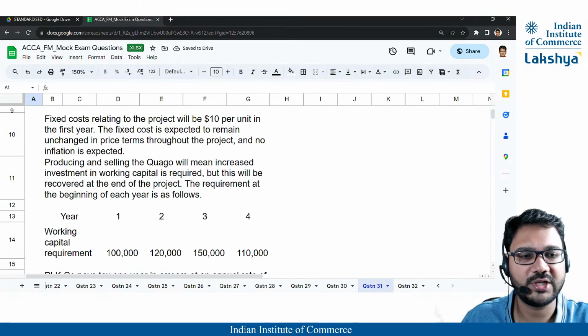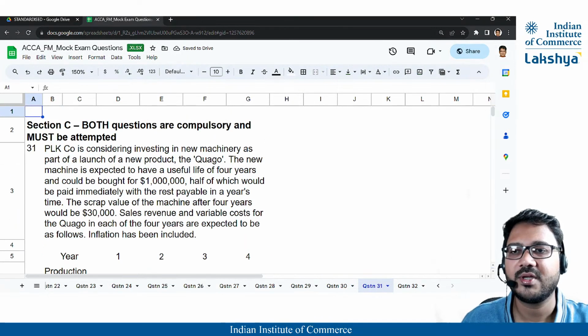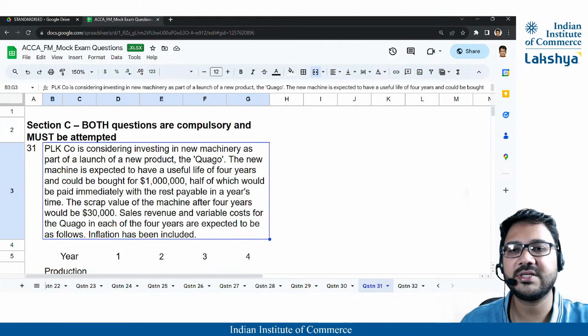All right, we are running short of time. Section C, PLK. So now we are on the bigger questions. PLK company is considering investing in a new machinery as part of a launch of a new product, the Quago.